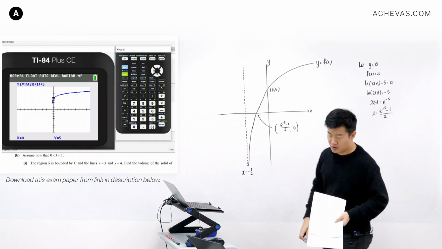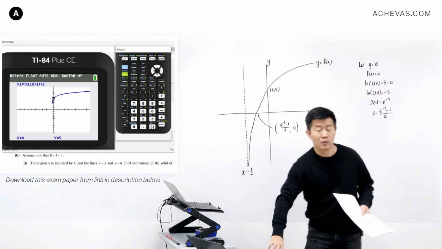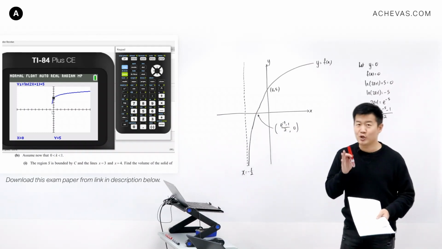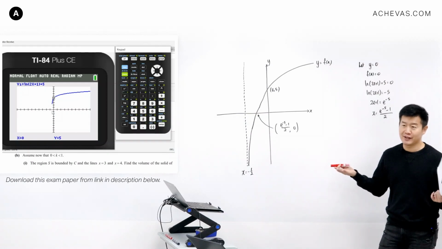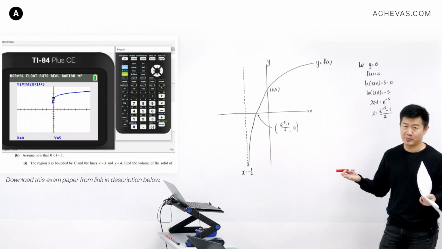We are supposed to sketch the graph of y is equal to 1 over f(x). And this is a pretty unique case here, a unique question here, because usually we are not going to be given the expression for f(x).